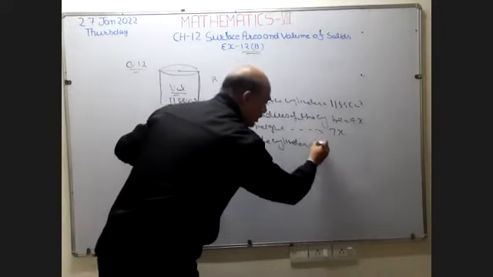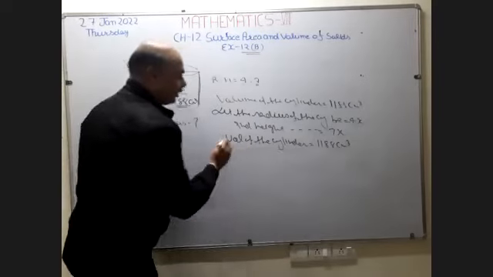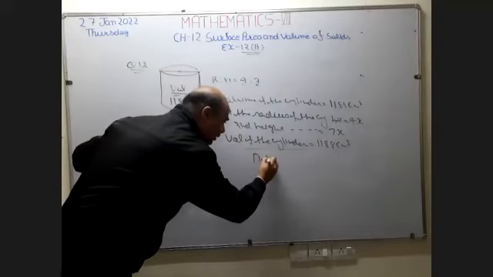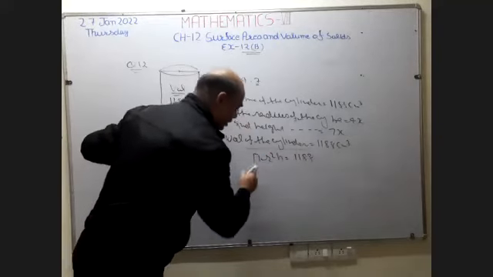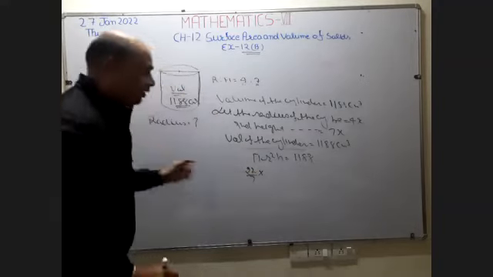What is the volume of the cylinder? 1188 centimeter cube. Now this is the volume of the cylinder. So what is the formula for finding the volume of a cylinder? The formula is pi r square h is equal to 1188. Now the value of pi, you know. What is the value of pi? 22/7.